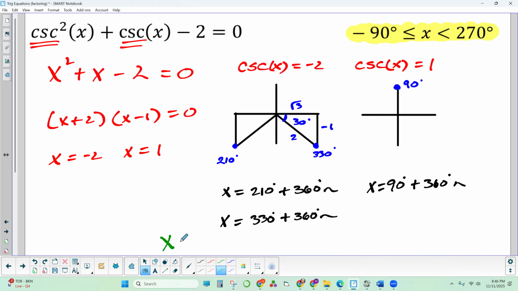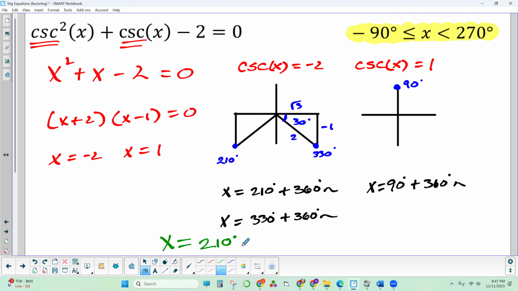So we're going to approach this the exact same way. I'm going to start my solutions here with 210. Okay, verify that 210 is within my interval. It is, so 210 degrees is a solution. Now note, by subtracting 360, we do not get a solution, do we? Because that will be less than negative 90. And if we add 360, that's going to take us above 270. So 210 is all we've got here.